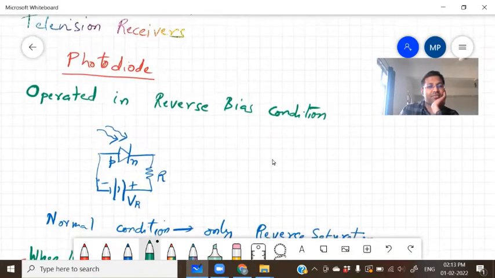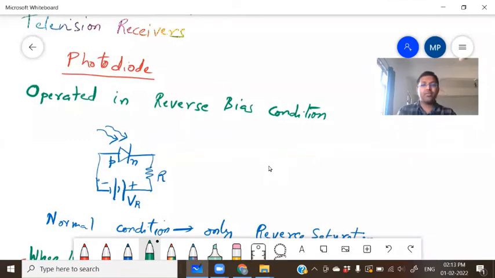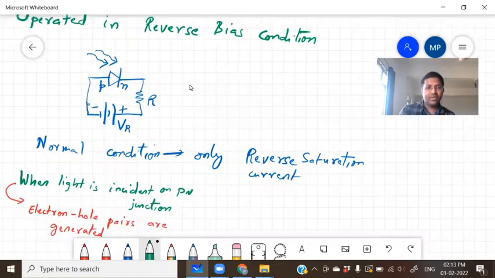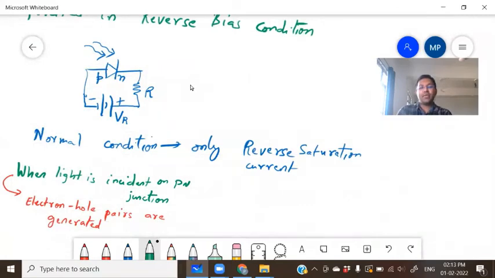The last topic of third unit, photodiode. Remember, we are operating in reverse bias. Okay. We will take two cases. Reverse bias means, you know very well, P side negative, N side you are connecting positive of the battery, right? And resistor R to protect your photodiode. We will take two cases. Normal condition means when we don't give light. Next, when light is incident on the PN junction.